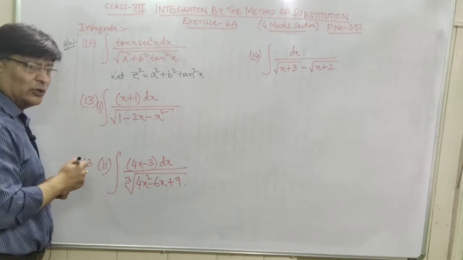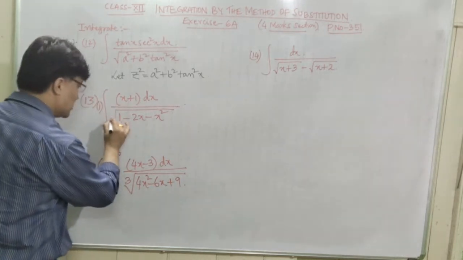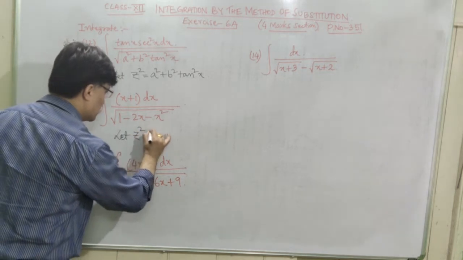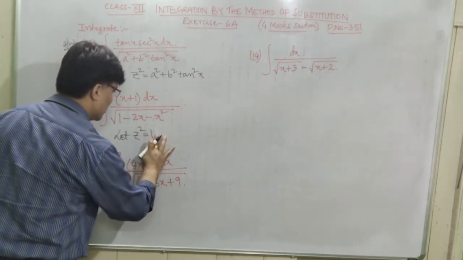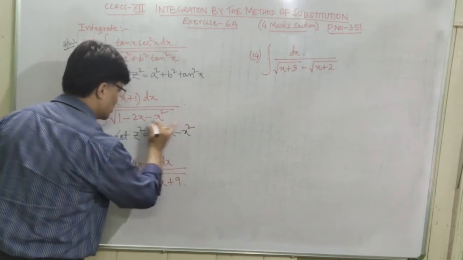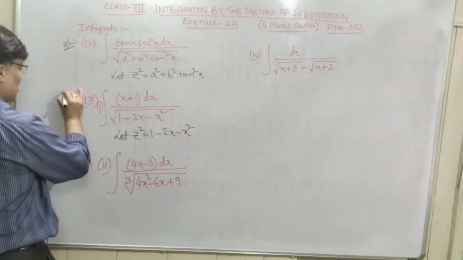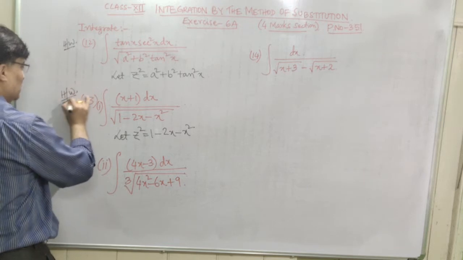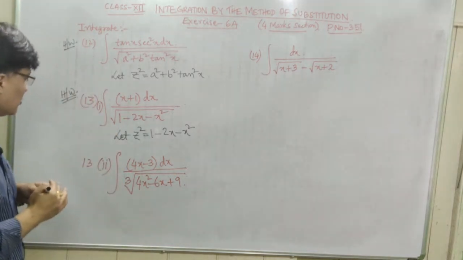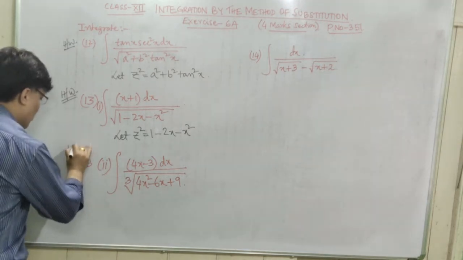So here also, since the square root is in the denominator, you can assume let z square is equal to 1 minus 2x minus x square. So this is the hint. So this is also your homework. I think I have understood it. Now we can do this 13 number 2 as homework.